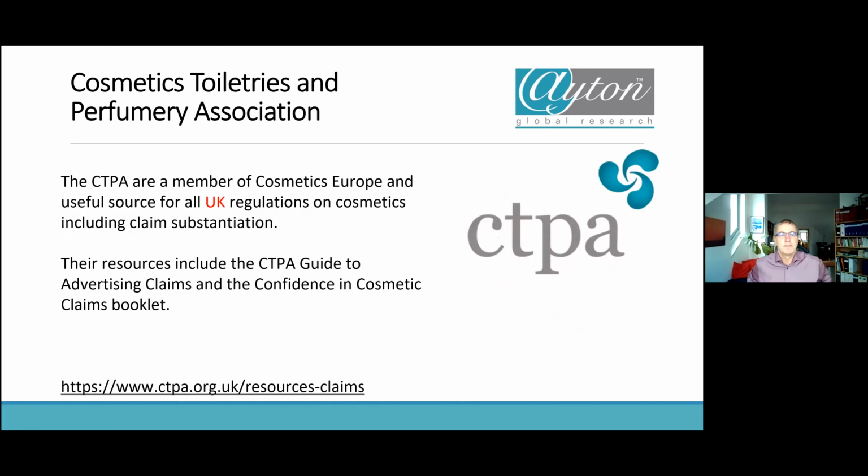Absolutely. And there's a similar organization which is very specific to the UK, the CTPA, Cosmetics, Toiletries and Perfumery Association. They've always been a UK organization, but in the past it was very much EU law, so it was quite mixed together. Now they're putting out really helpful information which is specific to the UK and the UK regulations. They also have information specifically on cosmetic claims, with the Guide to Advertising Claims and the Confidence in Claims booklets. So it's really worth looking at that and becoming a member if you aren't already.